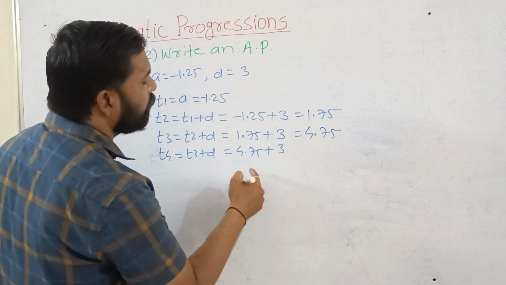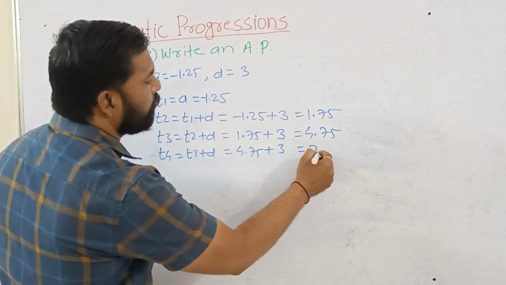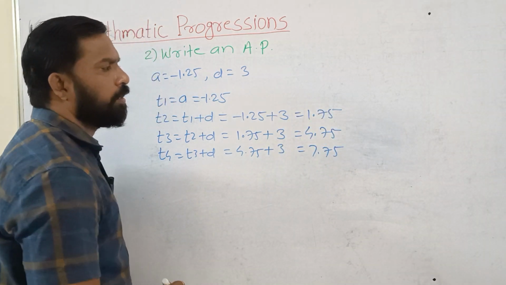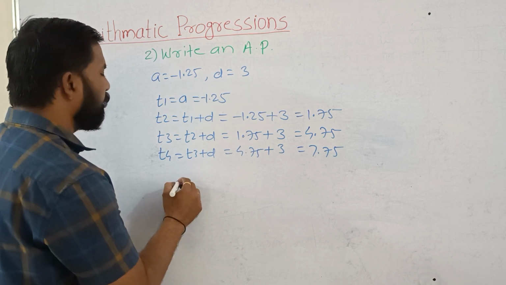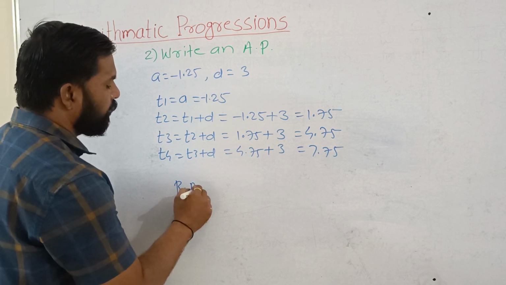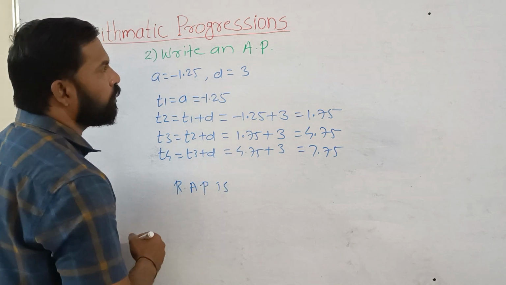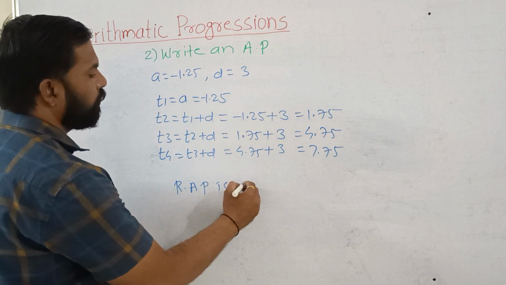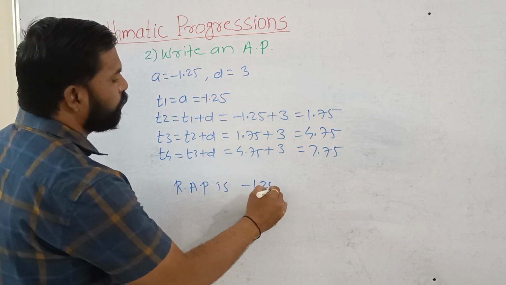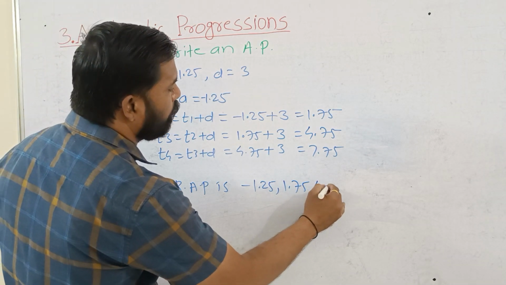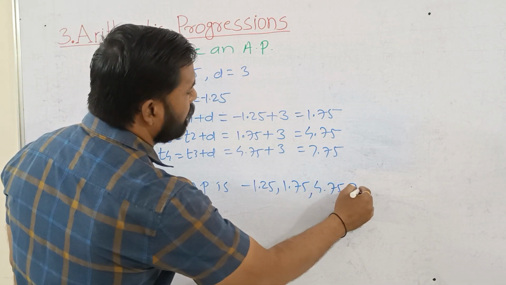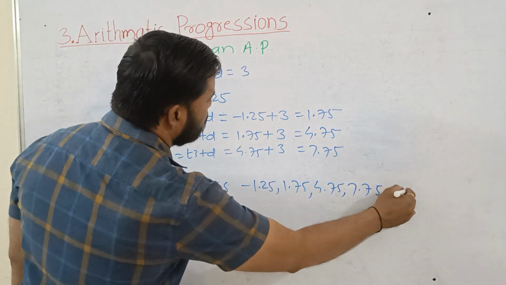4.75 plus 3, 7.75. So these are the terms which we are going to get there. So the required arithmetic progression is: minus 1.25, 1.75, 4.75, 7.75, and so on.